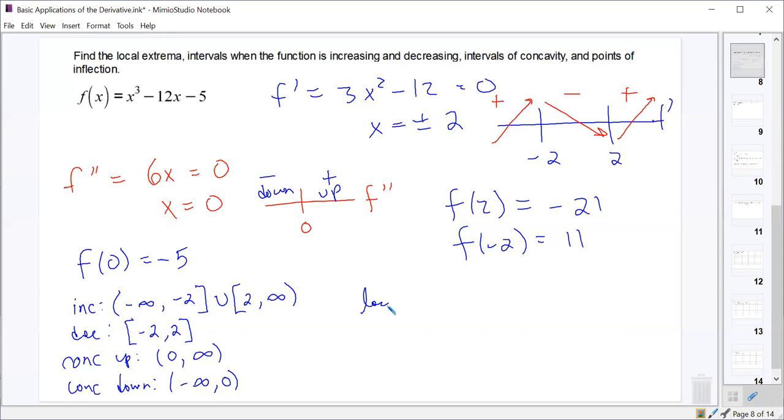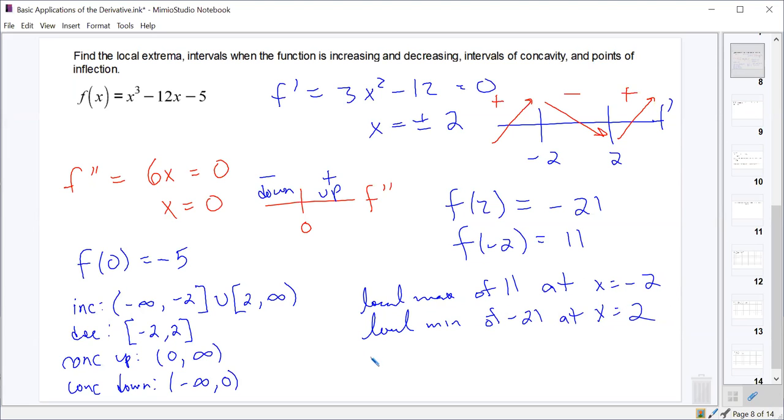And then we have a local max of 11. And it doesn't ask where it occurs, but we'll say at x equals -2. We have a local min of -21 at x equals 2. And we have a point of inflection, 0, -5. Everybody good with that? Is that what you all had?